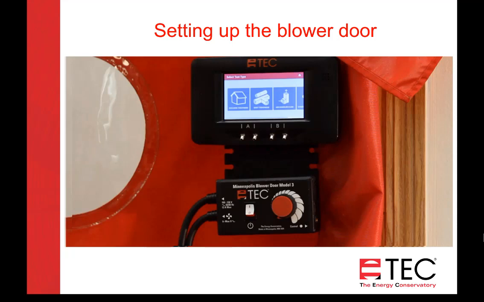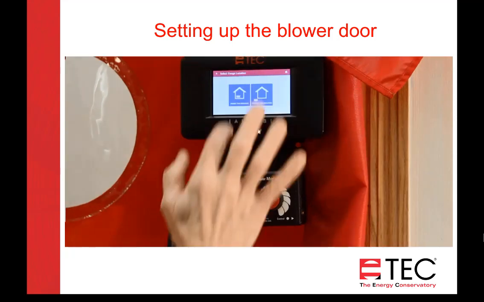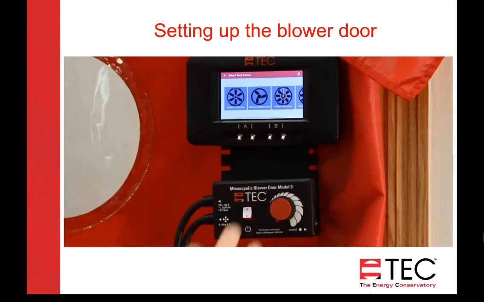So we're going to choose a building tightness. So the first square there, we'll choose building tightness because that's the kind of test we're doing. We will choose depressurization. We'll choose that the gauge is inside the house. The tubing connections are different if you're outside. So we're inside the house. And the Model 3 fan is the only one you'll see in the United States or Canada. So you'll choose that one.